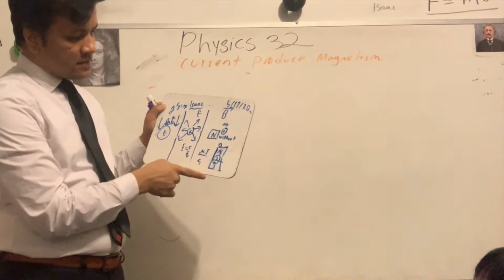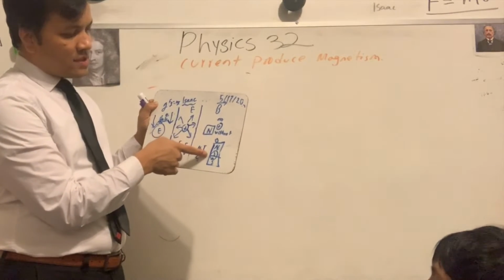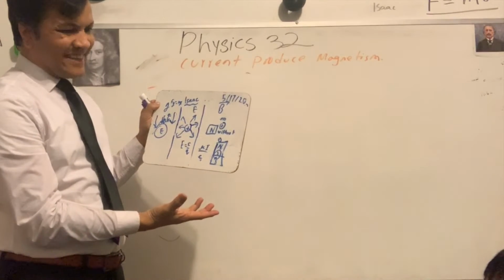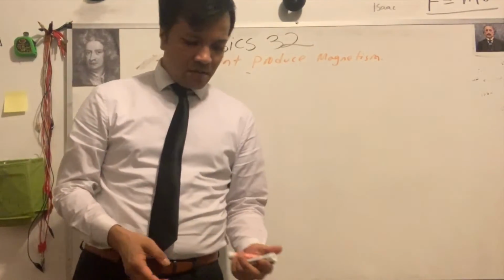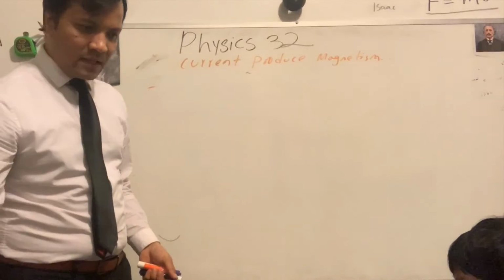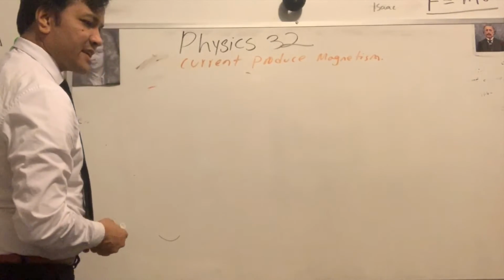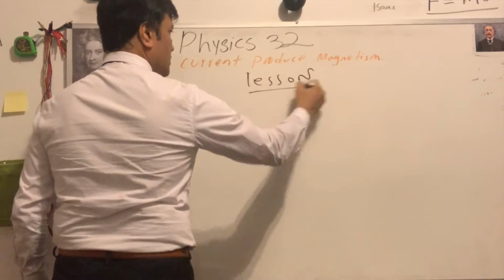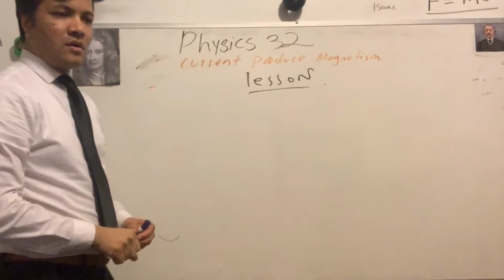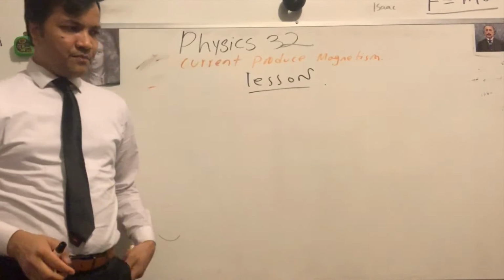Okay, that is correct. As soon as you cut it, new north and south poles are created, no matter how small the pieces you make. Even if you manage to use nuclear stuff to split the atom, it would still have a north and south pole. Okay, now let's go to the lesson.